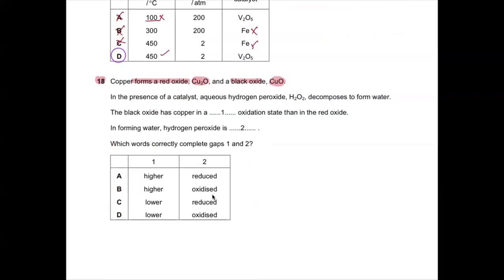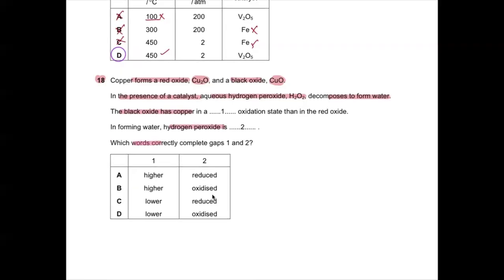In the presence of a catalyst, aqueous hydrogen peroxide, H2O2, decomposes to form water. The black oxide has a copper in dash oxidation state, and the red oxide. So we are going to decide between higher and lower. In forming water, hydrogen peroxide is oxidized or reduced. Which words complete? Okay, so let's have a look.